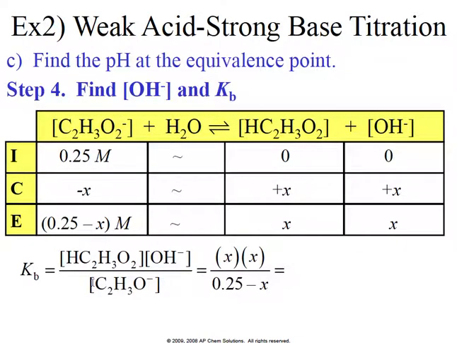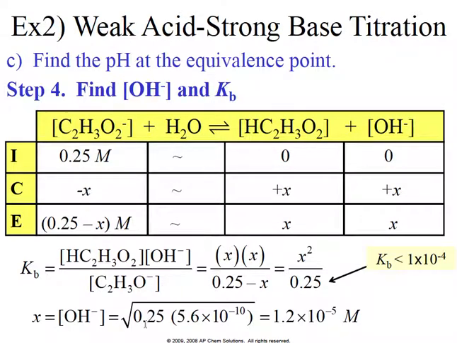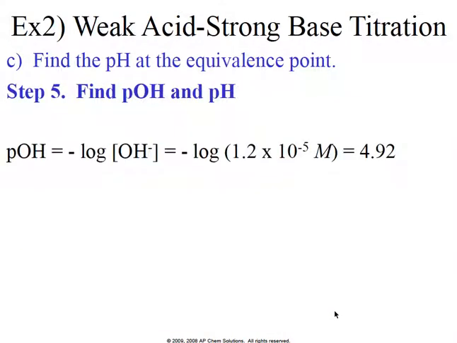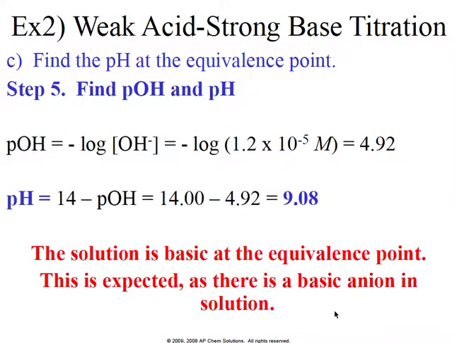Kb is pretty small, so we can get rid of the x on the bottom, so we can do the work. So the concentration of OH is 1.2 times 10 to the negative 5. Of course we're going to plug that in to find the pOH, and once we find the pOH, we can find the pH. The solution is basic at the equivalence point. This is expected as there is a basic anion in solution. Notice that in a strong acid and strong base, the equivalence point will produce a neutral solution. But in a weak acid and a strong base, you're not going to have that. Because the conjugate base is strong, you're going to produce a basic solution at the equivalence point. We'll continue this in the next lecture.